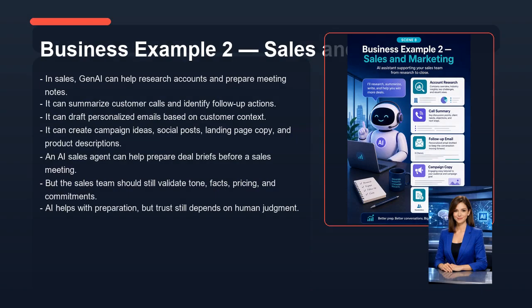Now let's look at business example 2, sales and marketing. In sales, GenAI can help research accounts and prepare meeting notes. It can summarize customer calls and identify follow-up actions. It can draft personalized emails based on customer context. It can create campaign ideas, social posts, landing page copy, and product descriptions. An AI sales agent can help prepare deal briefs before a sales meeting. But the sales team should still validate tone, facts, pricing, and commitments. AI helps with preparation, but trust still depends on human judgment.